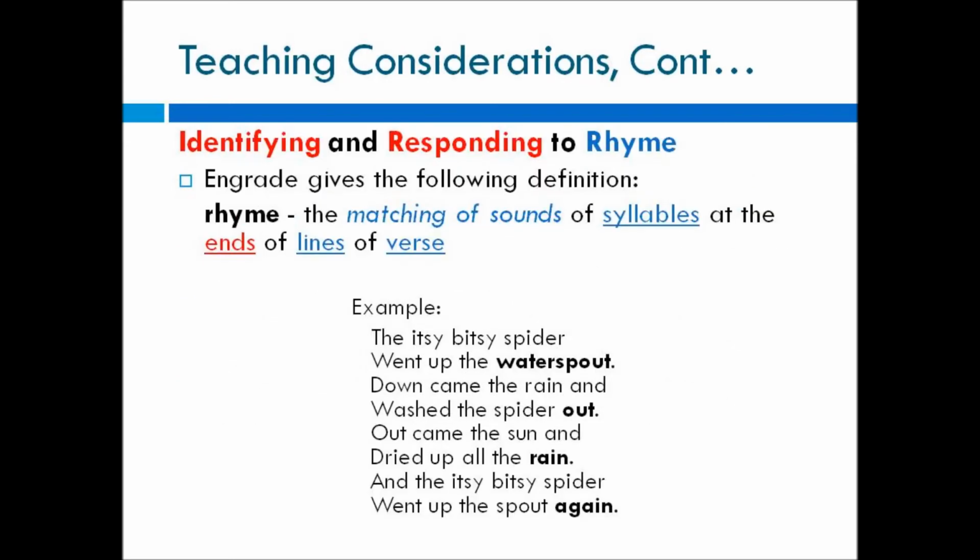Next would be how to identify and respond to rhyme. Going back to Engrade, Engrade gives us the following definition. Rhyme is the matching of sounds of syllables at the end of lines of verse. They give us an example: The itsy bitsy spider went up the water spout, down came the rain and washed the spider out, and so on and so forth.